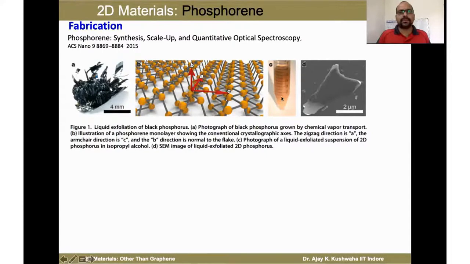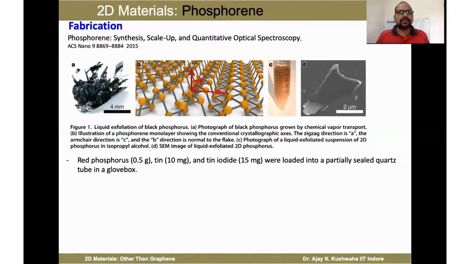C is the photograph of dispersed phosphorene seeds in a liquid, and figure D is a single phosphorene seed which has multiple layers or a few layers, and it shows the size to be almost around 2 to 3 micrometer. So how have they synthesized it?